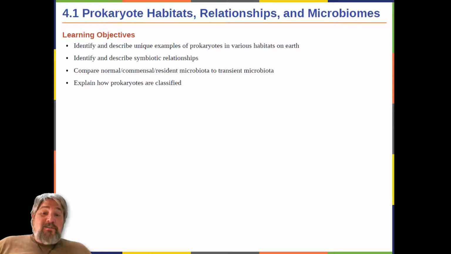All living organisms are classified into 3 domains of life: archaea, bacteria, and eukarya. In this chapter, we will focus on the domains archaea and bacteria. Archaea and bacteria are unicellular prokaryotic organisms. Unlike eukaryotes, they have no nuclei or any other membrane-bound organelles.